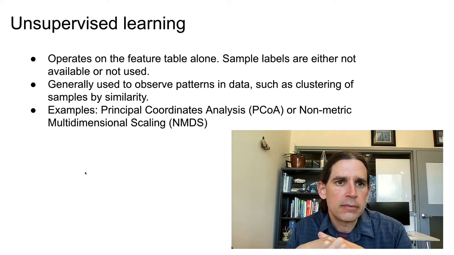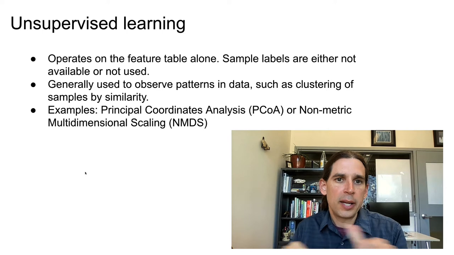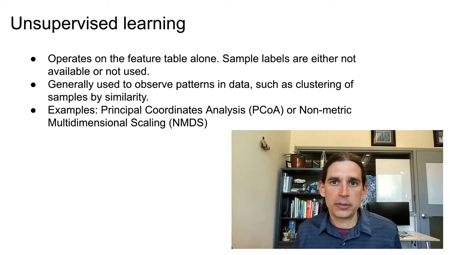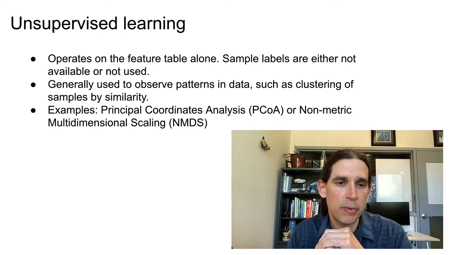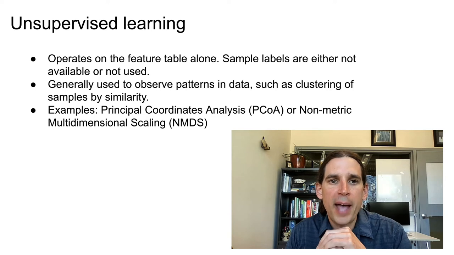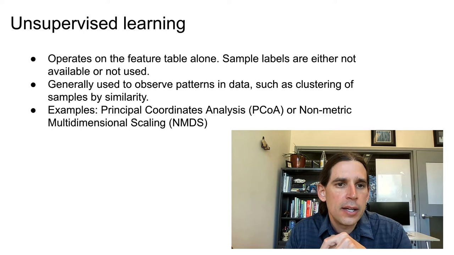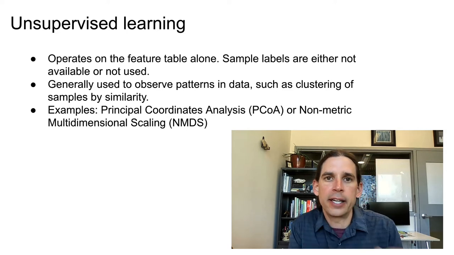As a reminder, last time we compared unsupervised and supervised learning. Unsupervised learning operates on the feature table alone. There are no sample labels included in the computation of unsupervised learning results. These are generally used to observe patterns in the data, such as clustering of samples by similarity. Examples of widely used methods for this are principal coordinates analysis and nonmetric multidimensional scaling.